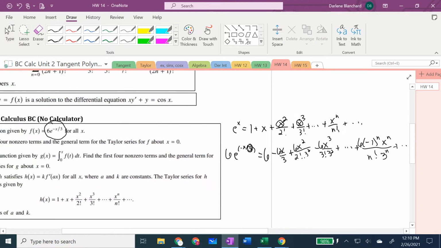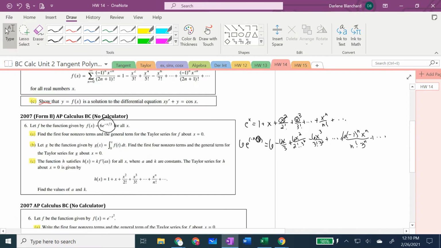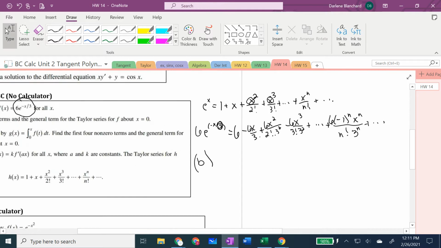They asked for, let me make sure, for A, first 4 non-zero terms and the general term. I have 1, 2, 3, 4, and the general term, good to go. Part B. Part B, I'm going to take what I have there, but I'm going to think of it as having t values as I integrate from 0 to x. However, if you realize what you're doing and you see that this is the center, you know that basically you're just integrating without having to put a plus c.